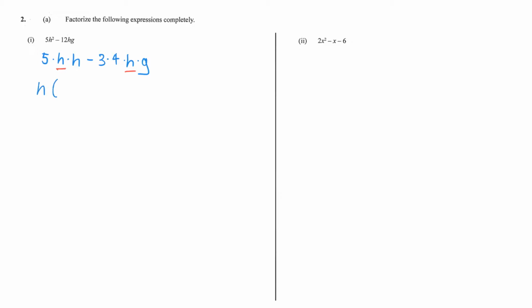We have h times 5h and then minus 3 times 4 times g. We can combine the 3 and the 4 together to get h times 5h minus 12g. And that's our final answer.